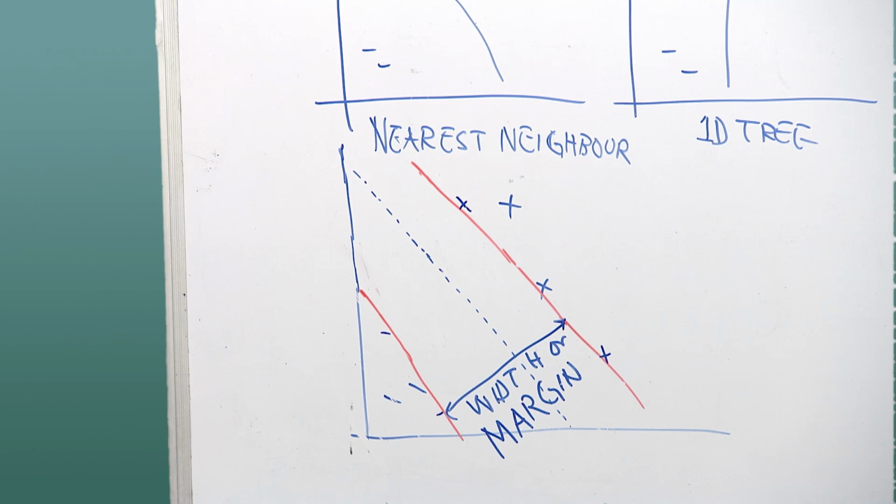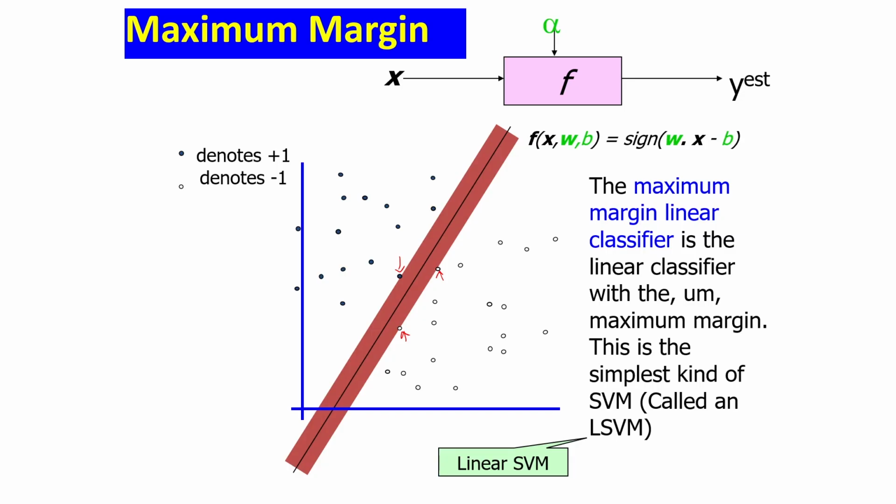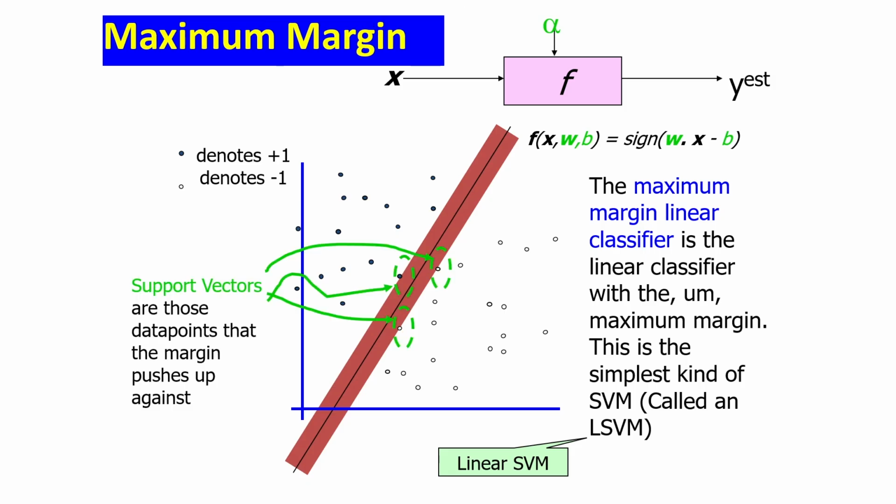So, hence I need to have a larger width of this road, so that I can push the points to the extremes. Okay, that is the idea. This can push the points to the extreme sides. Okay, that is exactly the case. So, these are the data points that the margin pushes up against. These data points, which are marked by this green color, are basically pushing the margin up. Okay, you can clearly see here how this is done.